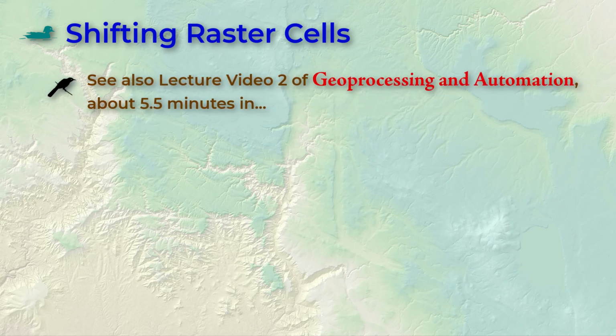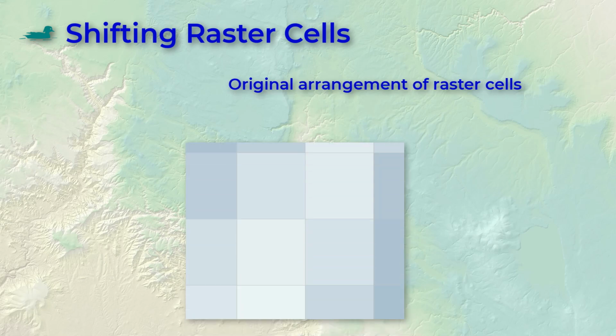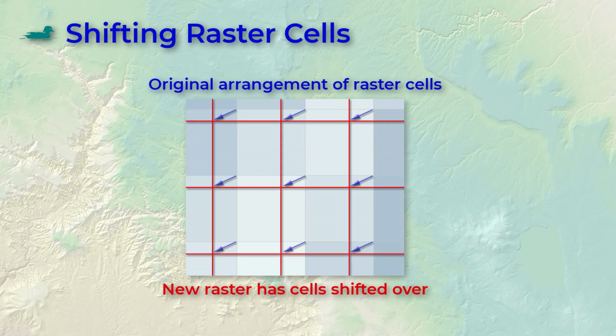I have a demonstration of this in the second lecture video of the Geoprocessing and Automation module, about 5.5 minutes in. If you want to see this issue in action, take a look at that video. Now, I demonstrate the problem there and also how to use the snap raster environment to fix it. So the problem is that you do some process or analysis to your new raster. The new raster has all the cells shifted over a little bit. You may or may not care about that, but if you do care, this can get kind of annoying.